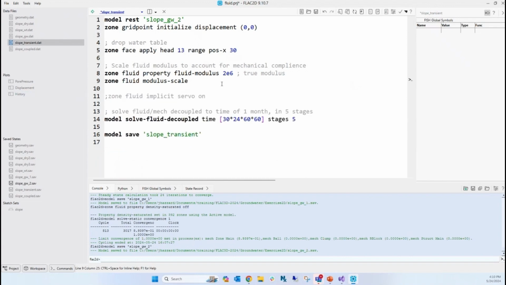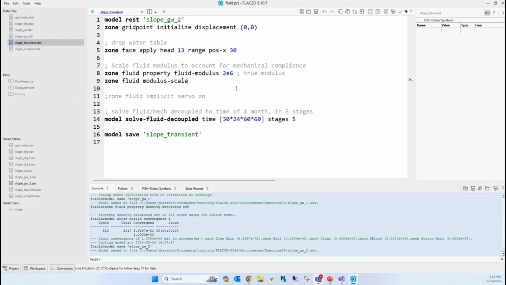In version 9.1, we've tried to make this a little bit easier by giving you this command, model solve fluid decoupled. You give it time, you give a number of stages. And what this will automatically do is take this time divided by 5 for 5 stages. It will run 1/5 of that amount of time fluid, then do a solve mechanical, then run another 1/5 of that time fluid, and then do a solve mechanical, and so on. And you can actually set it up to save at each one of these stages if you really want to. We won't do that here, but you can.